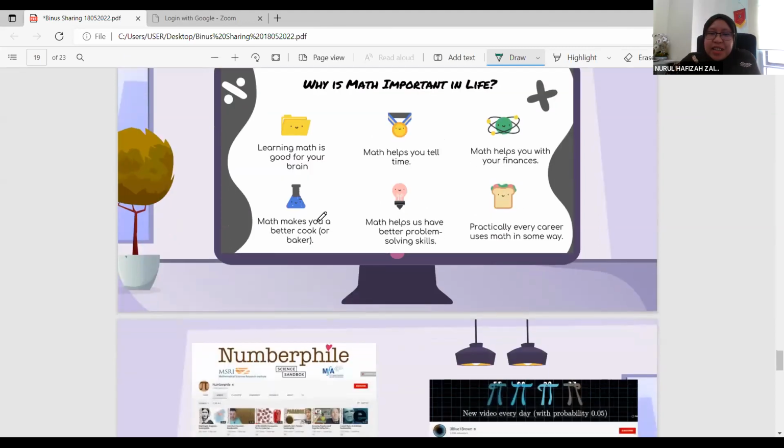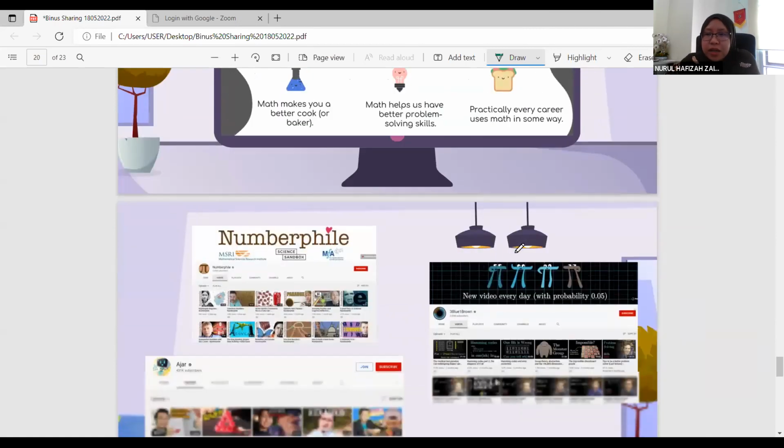Maths makes you a better cook. You want to bake some cookies. If let's say you want to double the recipe, how many cookies they will have. So it's like a problem solving skill, and actually it will be practical to every area.